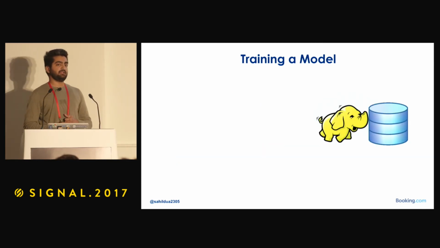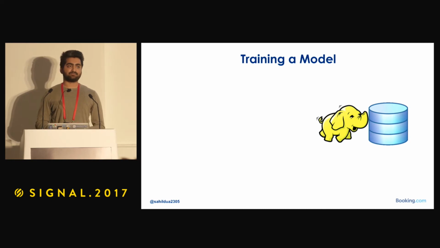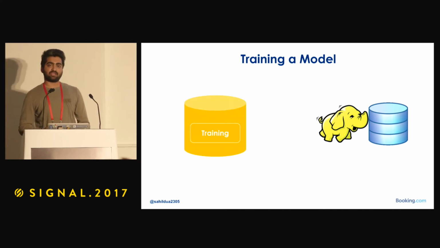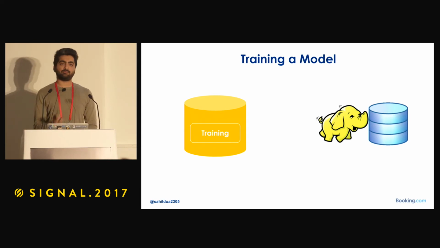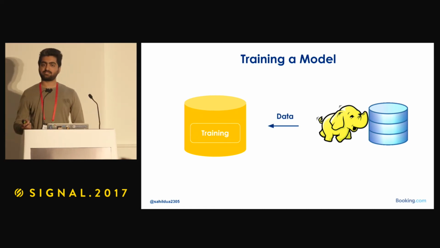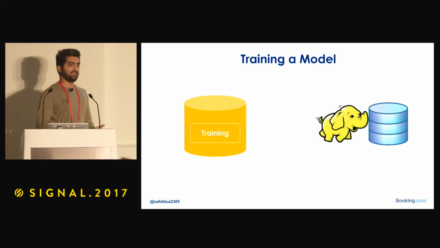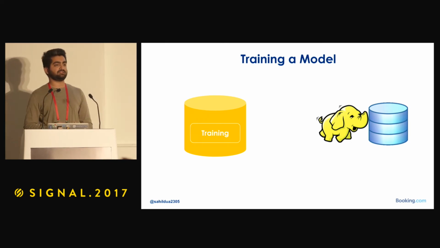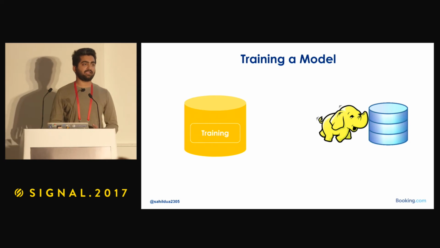So this is how it looks. We have our production data in Hadoop storage. Every time we want to train a model, we spawn up a new container which has the training script with all the dependencies that it requires. It takes the production data from the Hadoop storage. It runs the training. It does all the computations, all the training on the data that it gets.